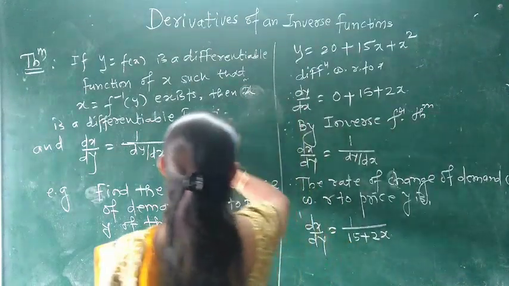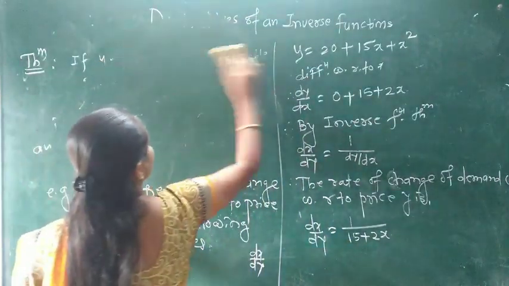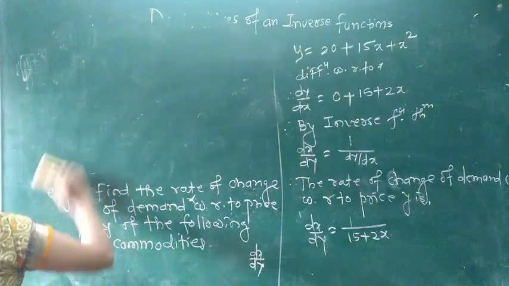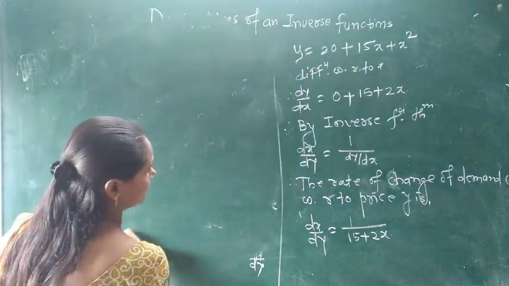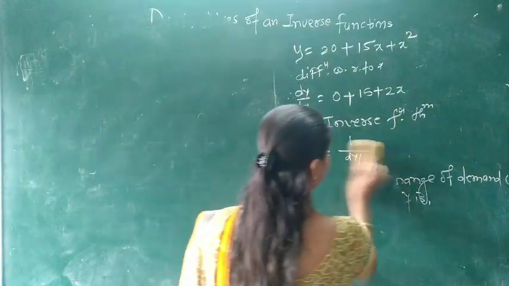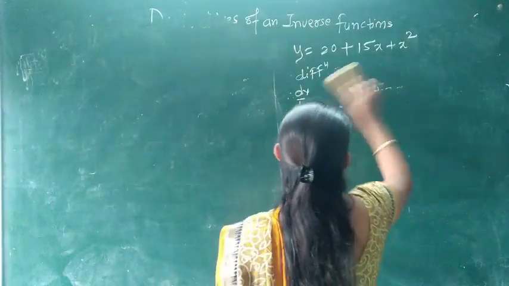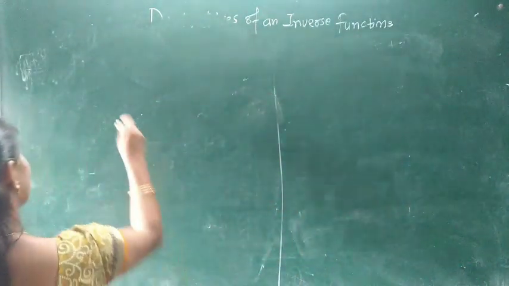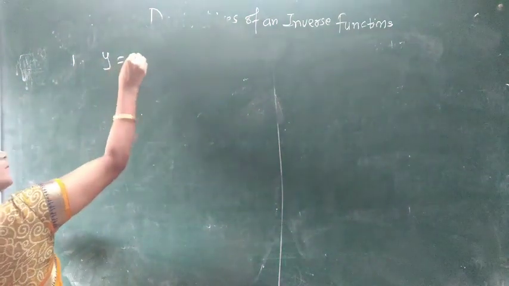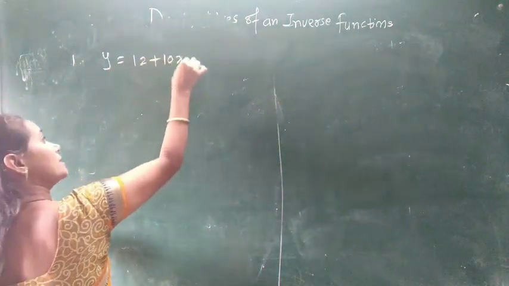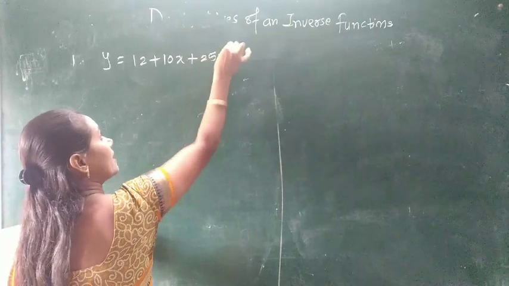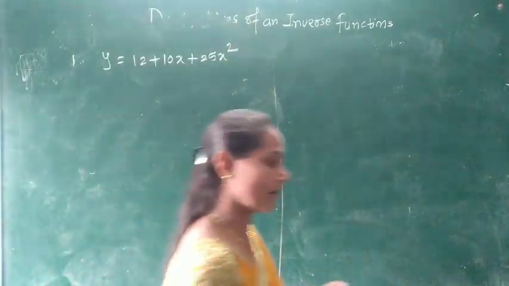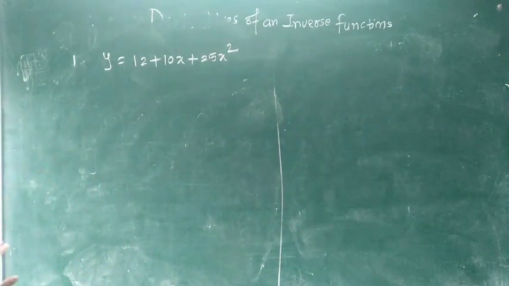Find the rate of change of demand x with respect to price y. So first one, function y is equal to 12 plus 10x plus 25x square. That is our function y. So first differentiate this term.